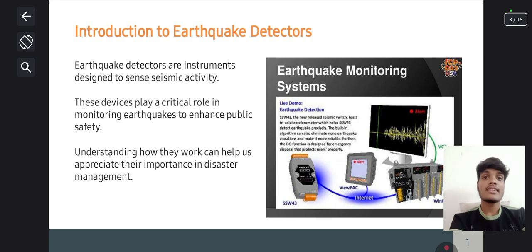Introduction to earthquake detectors. Earthquake detectors are instruments designed to sense seismic activity. These devices play a critical role in monitoring earthquakes to enhance public safety. Understanding how they work can help us appreciate their importance in disaster management. Earthquake detectors are used to detect when earthquakes appear. For public safety, the government has introduced the earthquake detector.